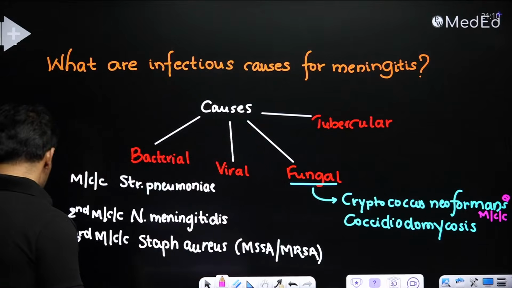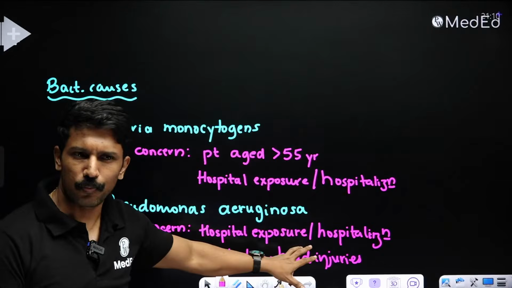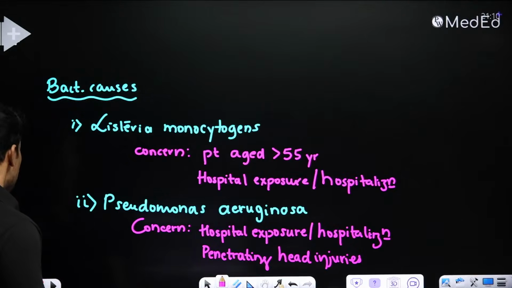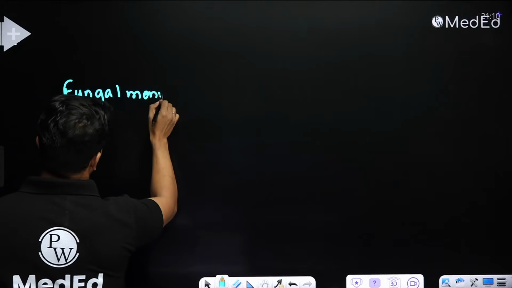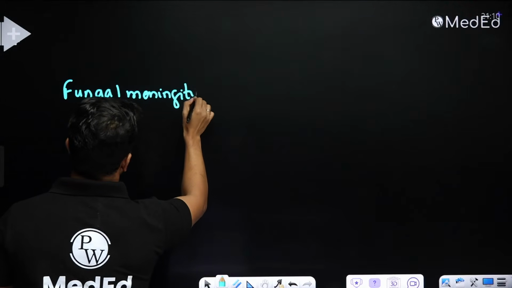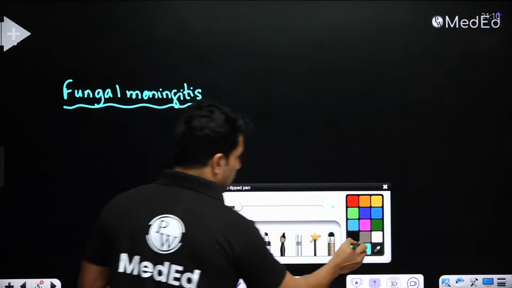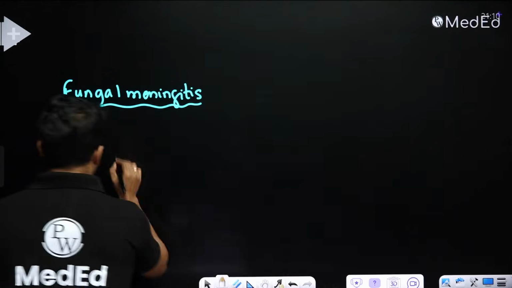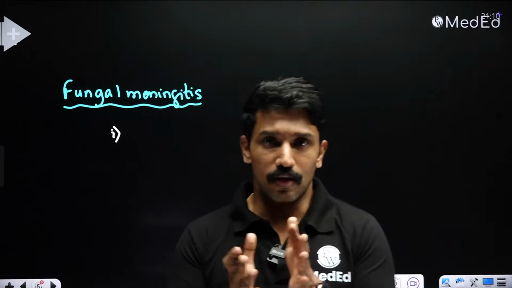So just like how we learned that these organisms typically affect a select set of patients, similarly fungal meningitis occurs in a select set of patients. So what are the risk factors? A healthy, immunocompetent individual is unlikely to develop fungal meningitis. Fungal meningitis typically occurs in individuals who are immunocompromised. So we should suspect fungal meningitis in immunocompromised individuals. When do you say someone is immunocompromised? Don't merely say HIV. That's not an immunocompromised state.